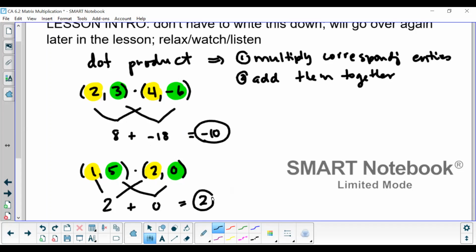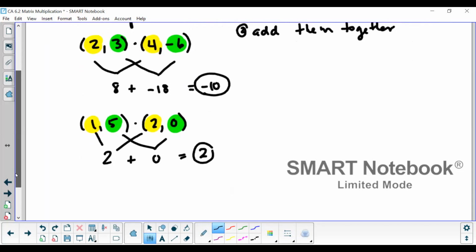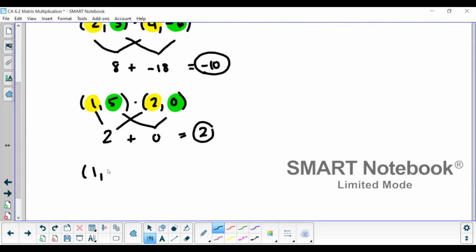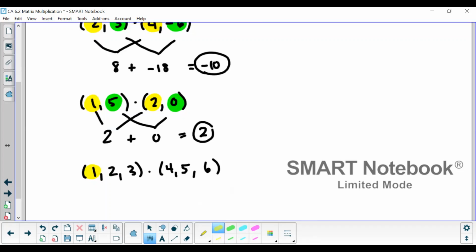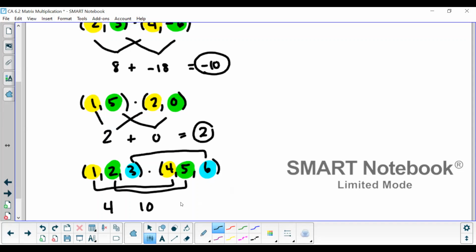And it doesn't have to be just 2 things. It could be 3 things. It could be 1, 2, 3 times 4, 5, 6. It's the same idea. You multiply the things that are in the same positions. So we would do 1 times 4. We would do 2 times 5, because those are corresponding. They're in the second position. And the 3 and the 6 are in the third position. And so we just do 1 times 4, 2 times 5, 3 times 6. Okay, I multiplied those, and then you add them together. And you have just that one answer. And this is called a dot product.